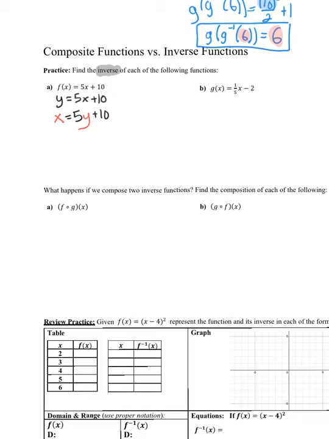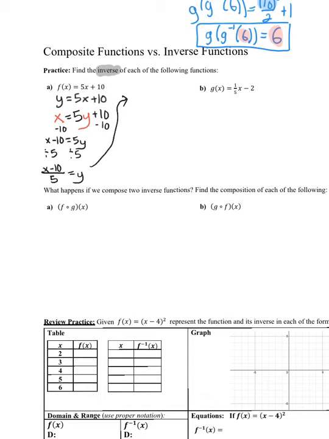The first problem, I switched the x and y, so I got x equals 5y plus 10. Now I need to solve for y. I'm going to get y by itself. So I'm going to subtract 10 from both sides. x minus 10 equals 5y. Then I'm going to divide both sides by 5, and I get (x minus 10) over 5 equals y.